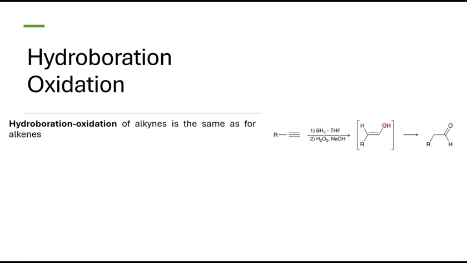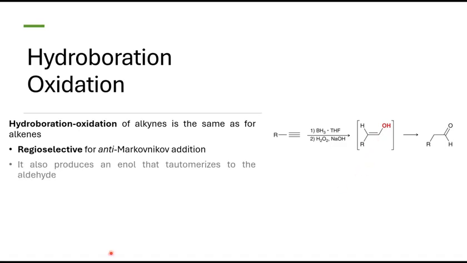Hydroboration oxidation of alkynes is the same as for alkenes. It is regioselective for anti-Markovnikov addition, which means HOH will add across the triple bond anti-Markovnikov. The OH will go to the carbon with the fewer carbons, or the more H's. It also produces an enol that tautomerizes to the aldehyde. So just like the previous example, the enol tautomerizes or changes to the aldehyde.